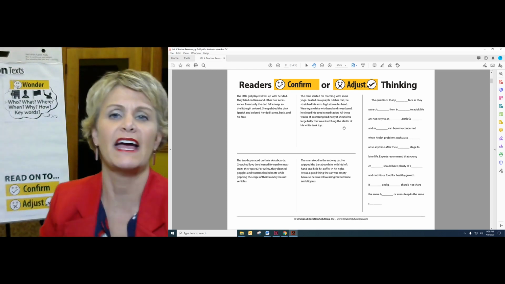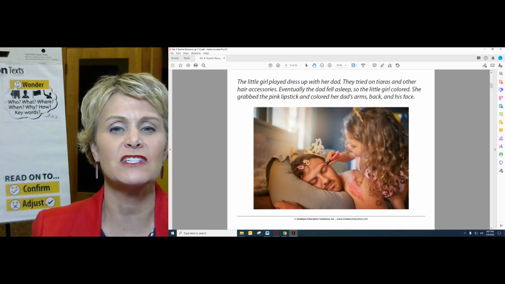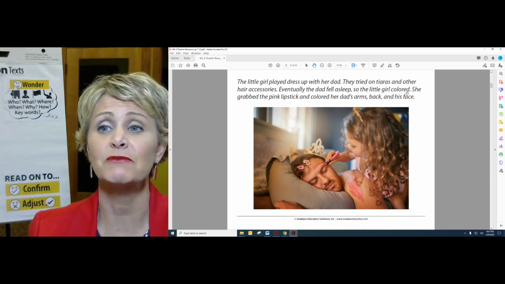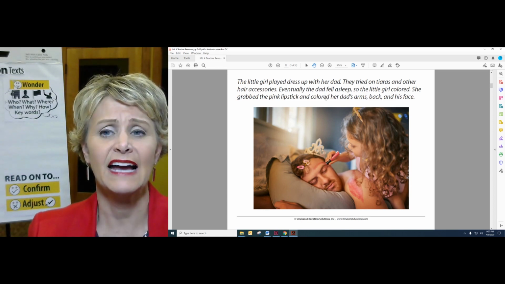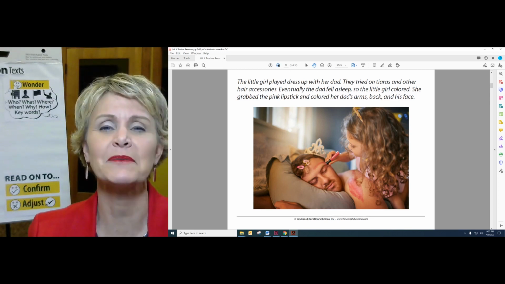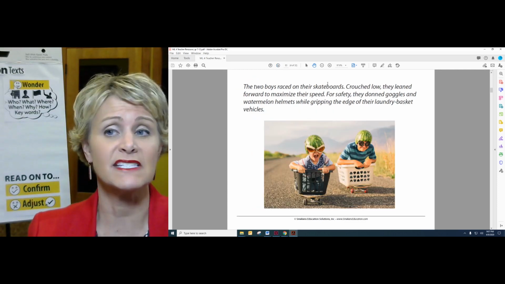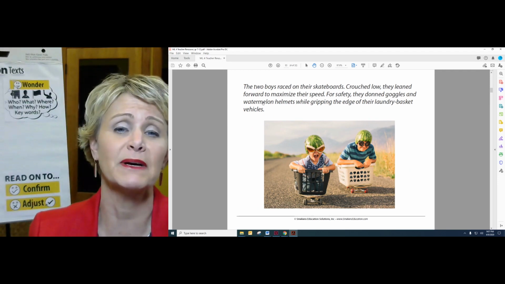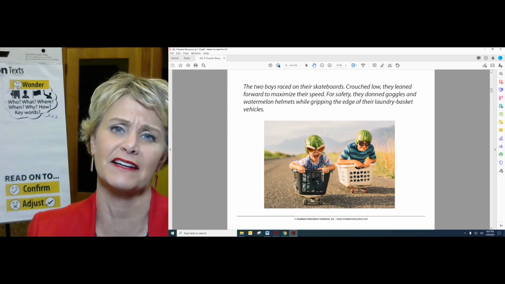Well, let me just super fast show you what images I was basing these short passages on. Here, the girl and the dad were playing dress up and everything was fine until it said she was coloring with lipstick. Huh? And colored her dad's arms, back, and face. Huh? That's when you probably adjusted your understanding. You probably were good with skateboards and leaning in for maximum speed and wearing goggles, but it was watermelon helmets that threw you, right? And laundry basket vehicles.